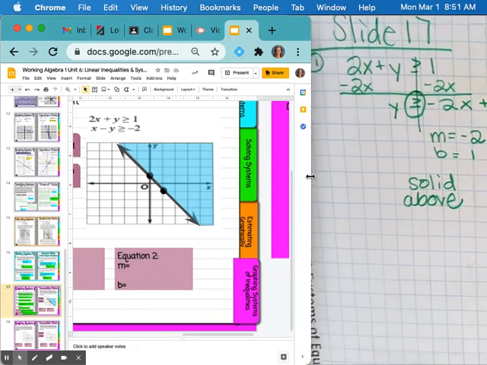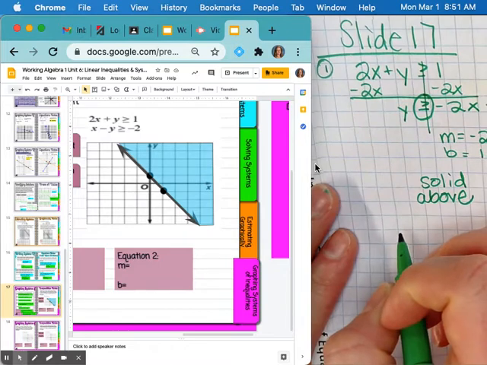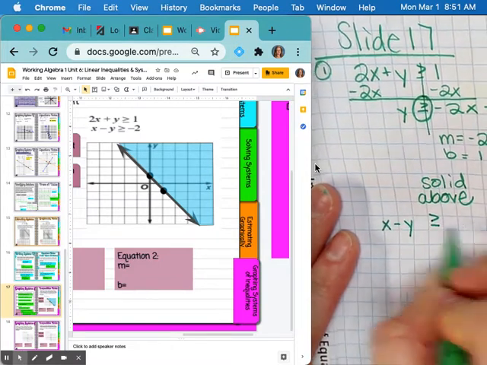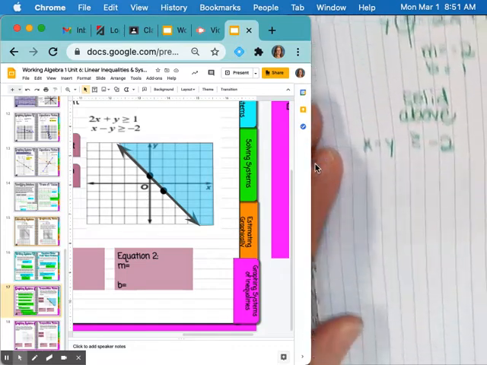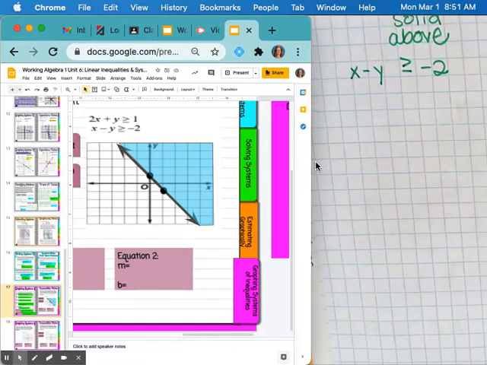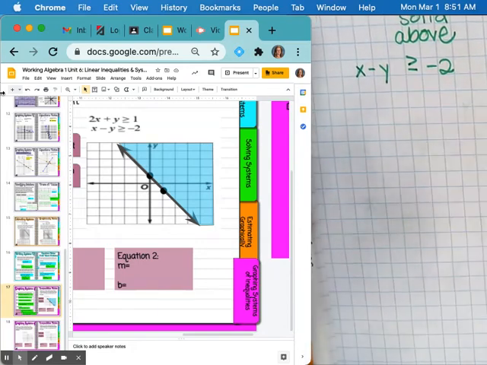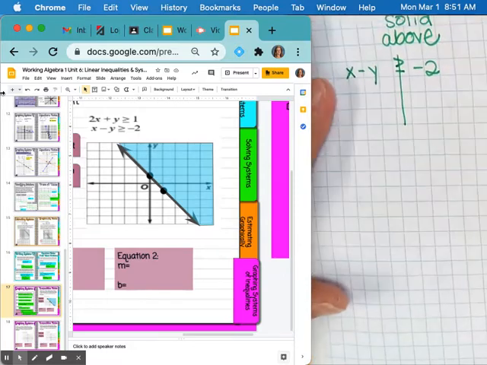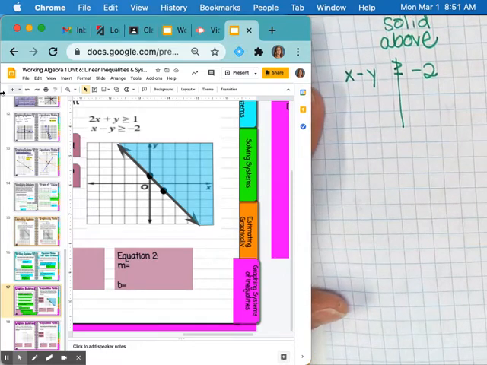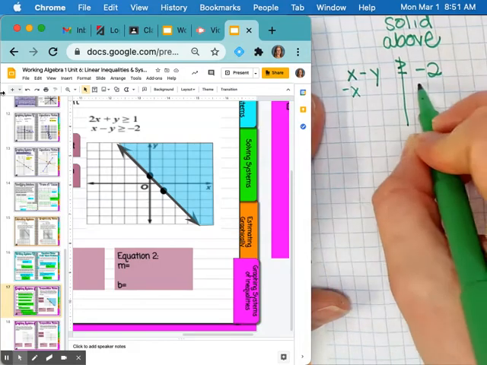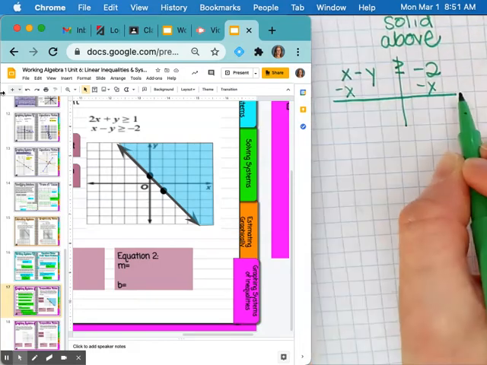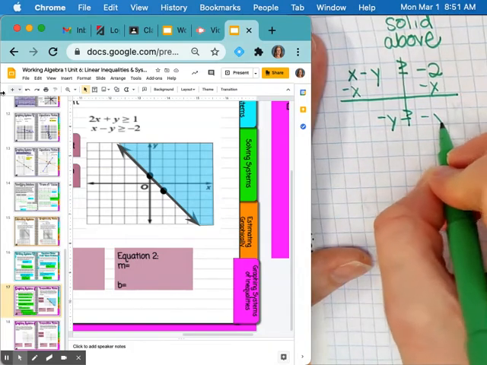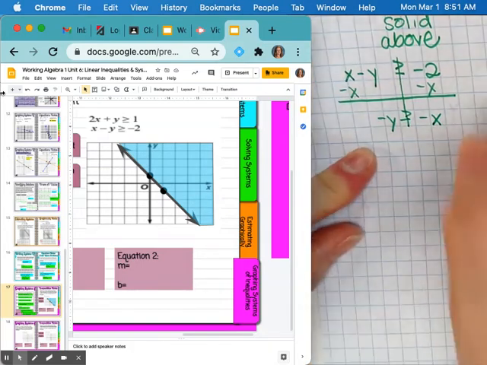Okay, let's do the other line. It is x minus y is greater than or equal to -2. Subtract x on both sides. So we have negative y is greater than or equal to negative x minus 2.